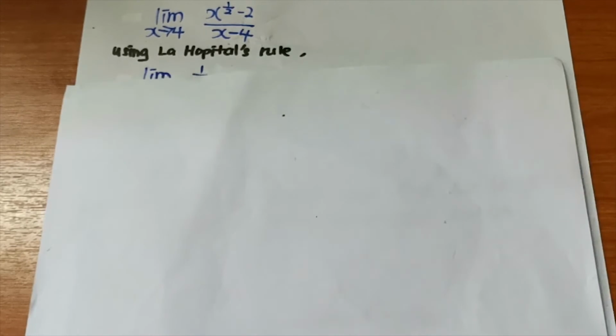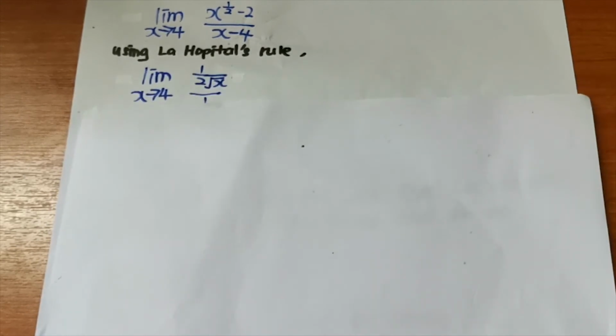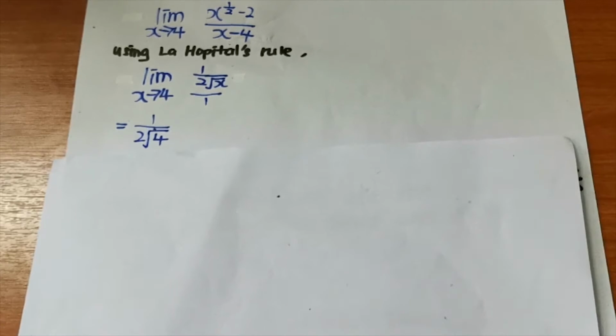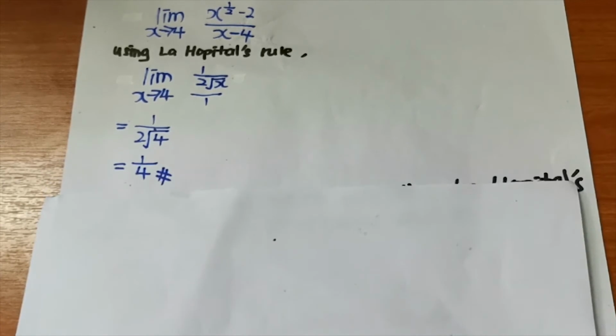This one is the second example. We can open it like this. By using L'Hospital's rule, we do the differentiation and substitute the 4 into the x. Finally, we will get the answer.